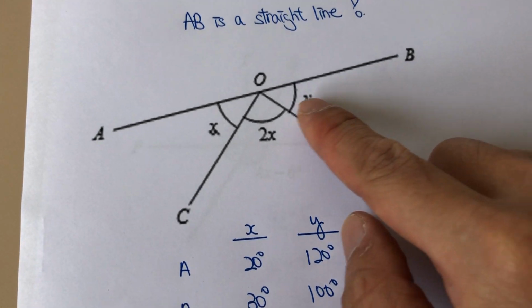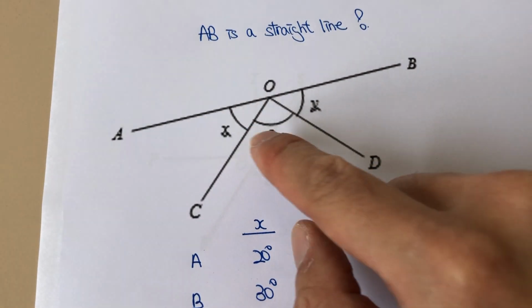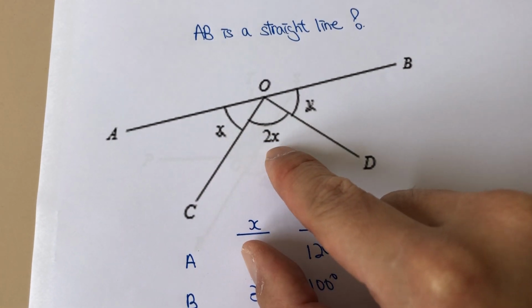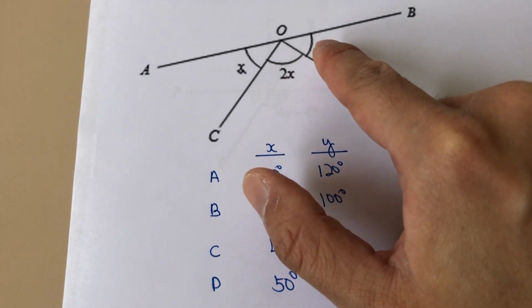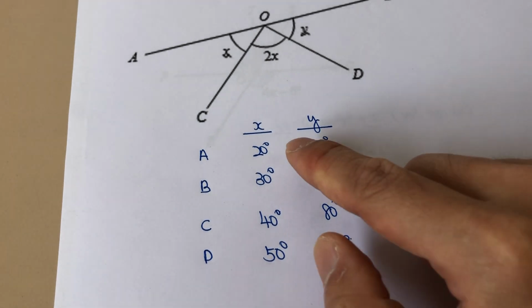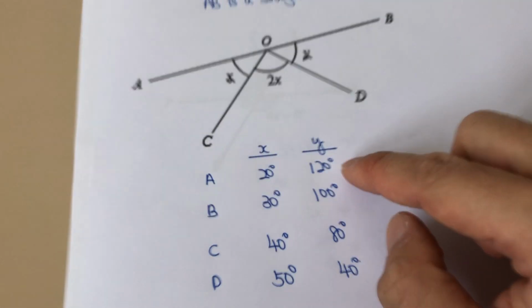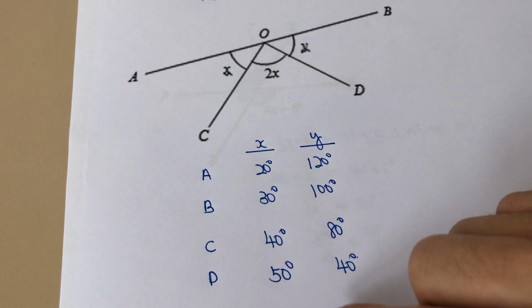So this is the question. In this diagram, we know that AB is a straight line. And then we have angle X, the angle 2X, and the angle Y. And we have to determine which of the following is the correct value of X and Y. So we have A, B, C, and D, but only one of them is correct.